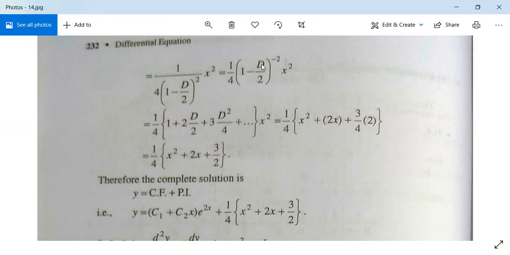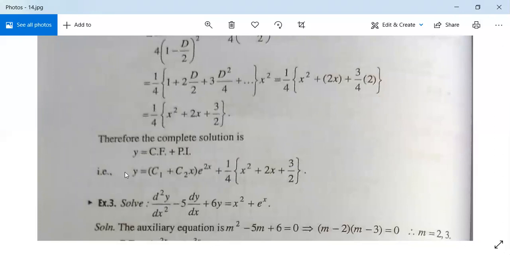See here the formula. The formula for this is 1 plus nx plus n(n minus 1) by factorial 2 x square plus n(n minus 1)(n minus 2) by factorial 3 x cube and so on. So this is the expansion using the binomial theorem. So it is equal to 1 upon 4 x square plus D over x square is 2x, plus 3 by 4 D square, d2 over x square is 2. So it is 1 upon 4 x square plus 2x plus 3 by 2. This is our particular integral. Therefore, the complete solution will be y is equal to complementary function plus particular integral.